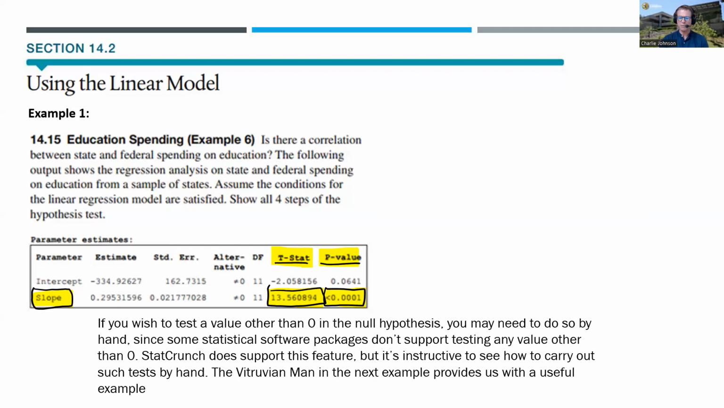And in the next example, we'll revisit the Vitruvian man, who hypothesized that the arm span length is equal to the height. So this Vitruvian man in the next example is going to provide us with a useful example of when we're testing that the slope is something other than 0.